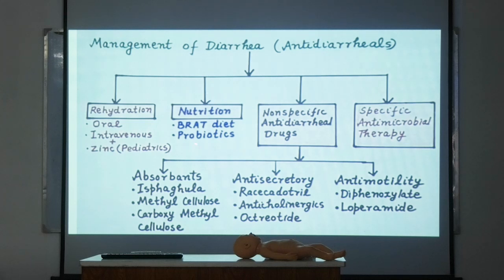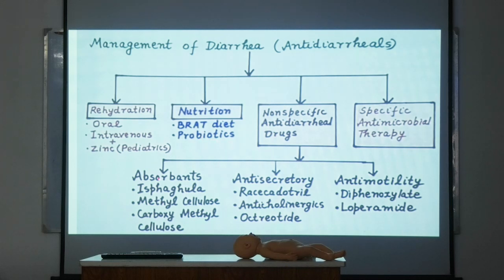Then in a diarrhea patient, nutrition is very important. We will discuss it. Bland diet, okay? Next, non-specific antidiarrheal drugs, they are for symptomatic relief. Nutrition and bland diet are probiotics, we will come to it.